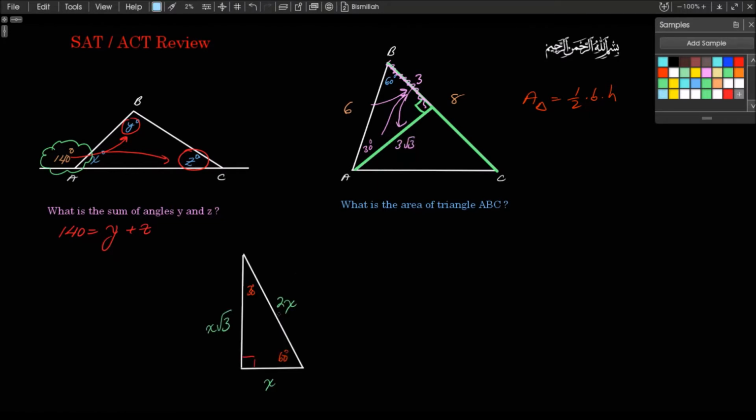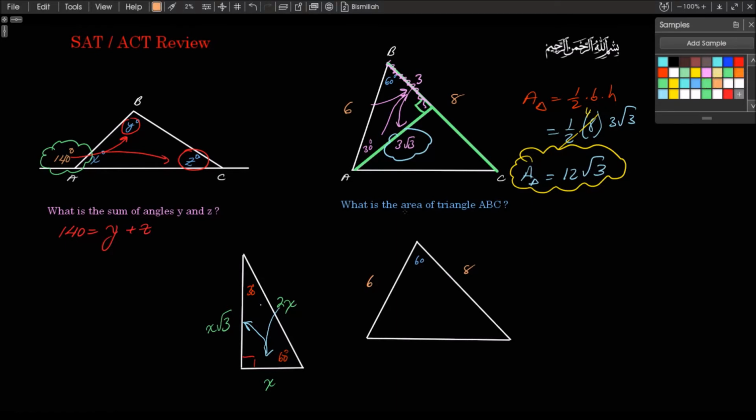So in a 30, 60, 90 triangle, the side across from 30 degrees is half the hypotenuse, and the third side is x square root of 3, as is shown here. See, now we know the height that corresponds to this base BC, so we can calculate the area. The area of this triangle is 1/2 the base, in this case BC, which is 8, times the height, which is 3 square root of 3. You simplify this, 2 goes into 8 4 times, and 4 times 3 is 12 square root of 3. And there we have it.